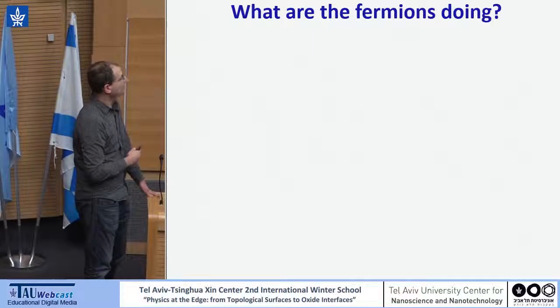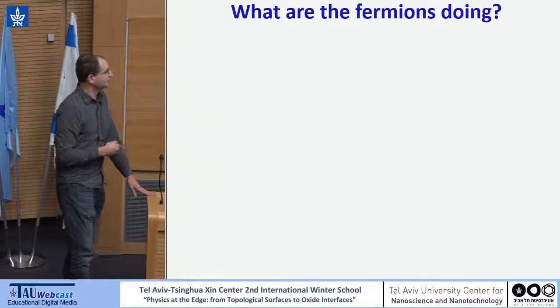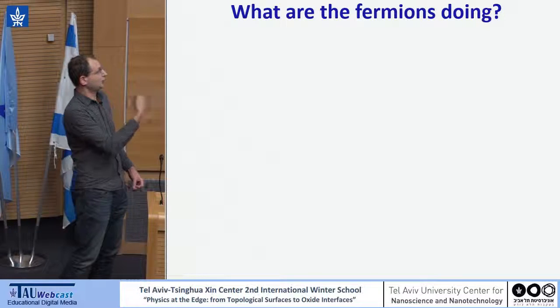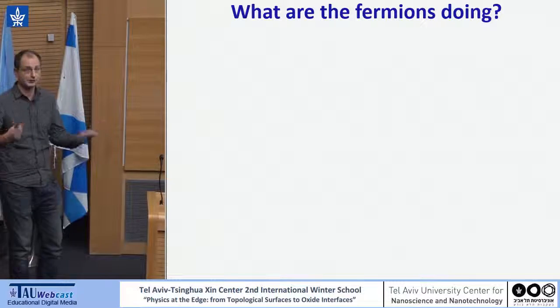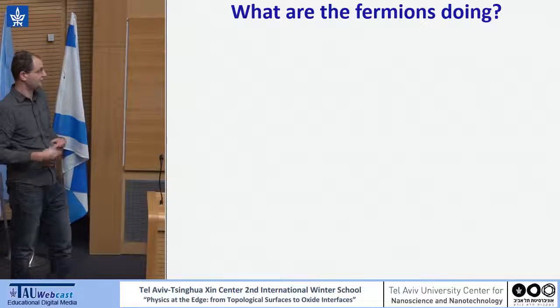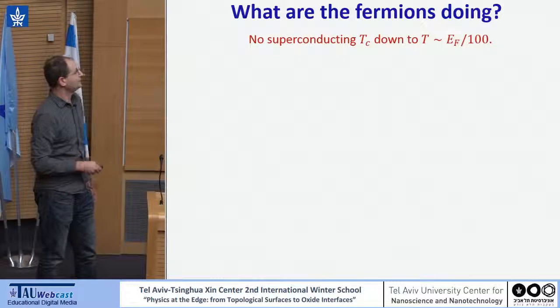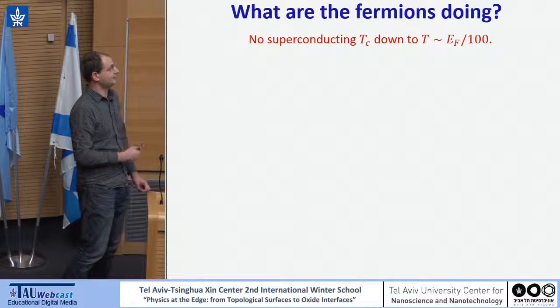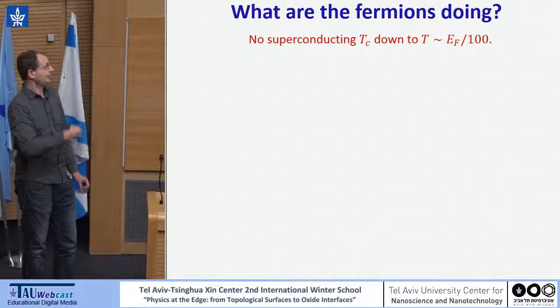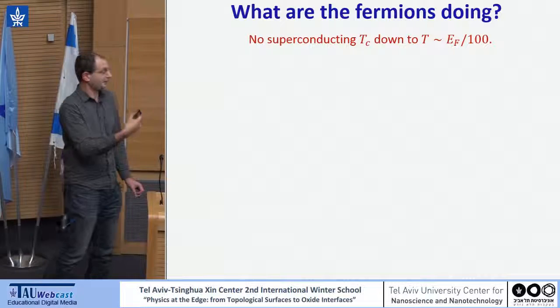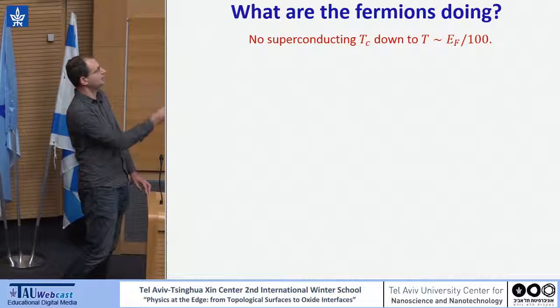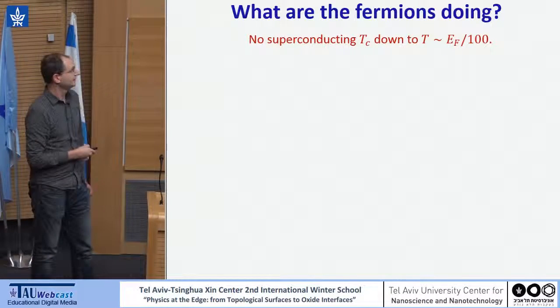There are some more results on this problem. So I've shown correlations of the pseudospins. We can also measure correlations of the electrons. So it turns out that we don't find a superconducting phase here, even at the quantum critical point, at the apparent quantum critical point, down to a pretty low temperature of E_F over 100.